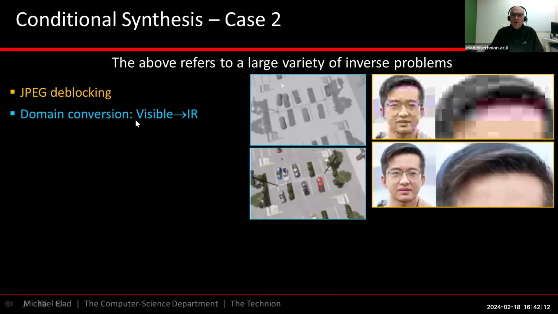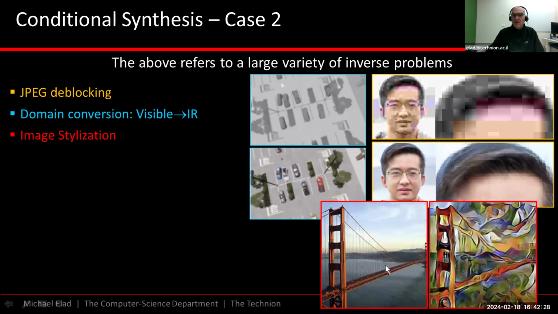Or, for example, conversion from visible to infrared. I'm showing you an image that is being photographed using a regular camera, and I'm asking, how would it look if an IR sensor had been sensing it? And the conversion might look like this. Or stylization, where I'm giving you this image and I'm asking, what is the style version of this image if the style I'm trying to incorporate is such and such?